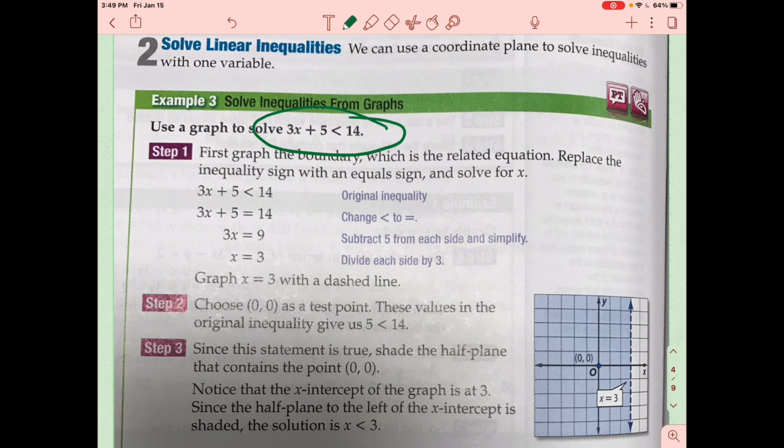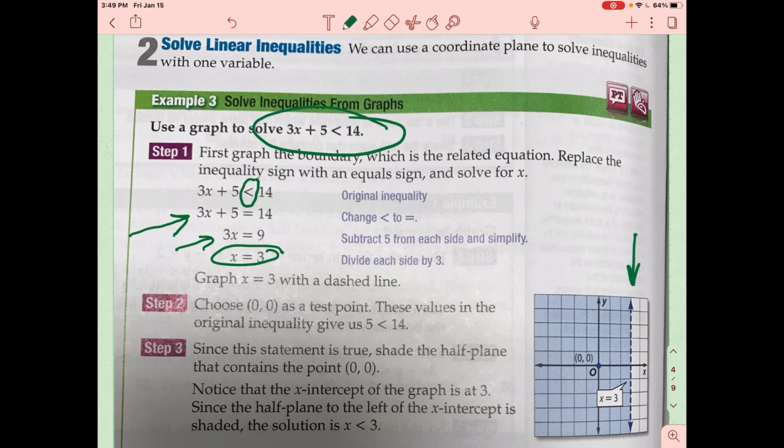So notice what they do is they pretend that it is equals. They actually go ahead and subtract 5 from both sides. They divide by 3, and they get x equals 3. And they're going to use a dashed line because it is less than. It's not or equal to. So notice how they use the dashed line.